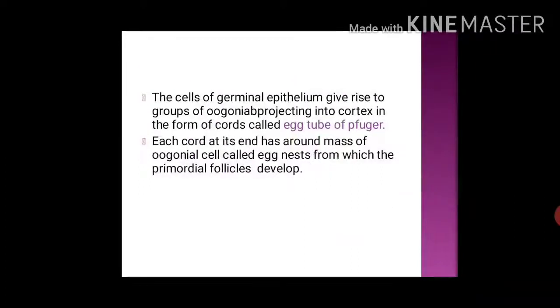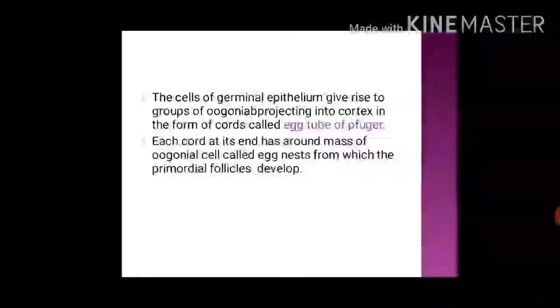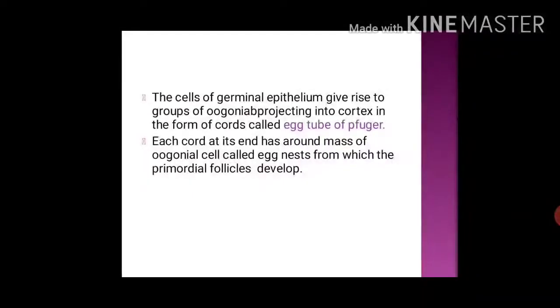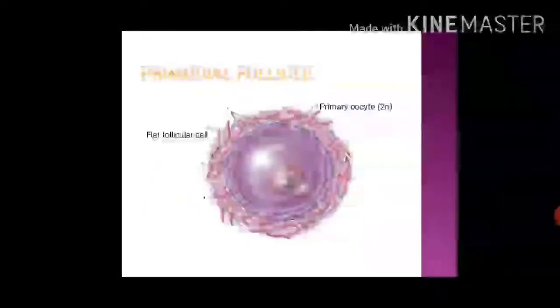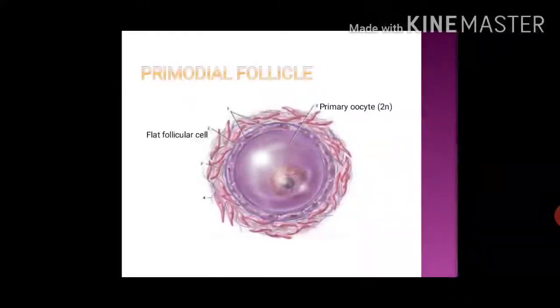In these, the cells of germinal epithelium give rise to oogonia that project into the cortex in the form of cords called the egg tube or Pfluger cells. Each cord at its end has a round mass of oogonial cells called the egg nest, from which the primordial follicle develops. This is the primordial follicle.